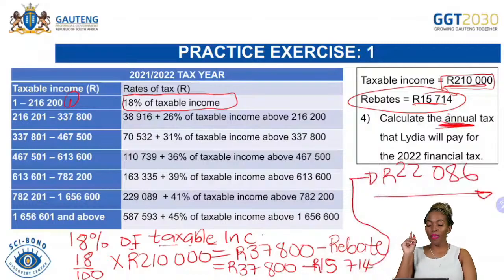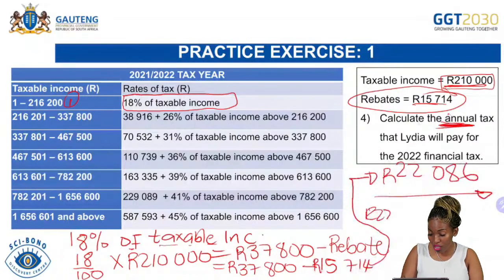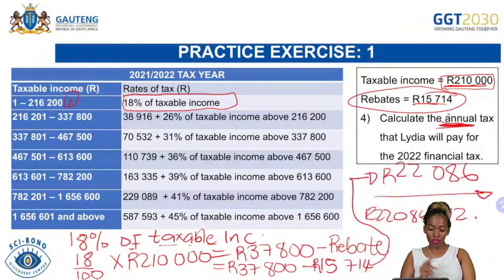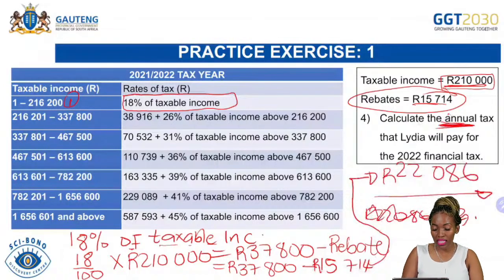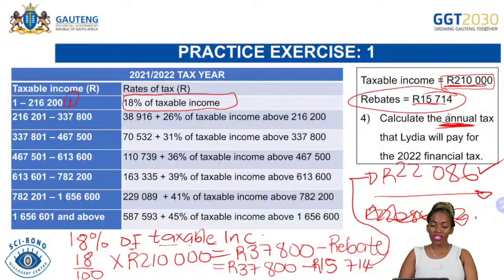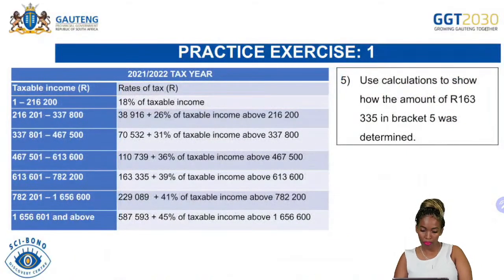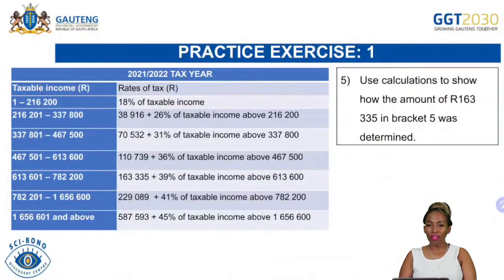annually. Annually means per year. If they had said monthly, we were going to take this amount, the 22,086, and then divide by 12 to get to know how much she will pay per month. But for now, because they said annually, we are going to end there. And because they didn't say anything about Lydia and medical aid, we don't say or do anything about the medical aid as well.